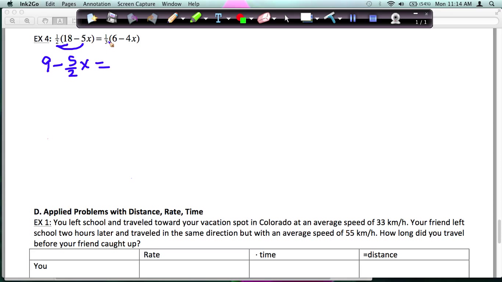So now I'm going to distribute the 1/3. Same thing, don't think about what you're going to need to do next, just do this step. So 1/3 times 6 is 2. 1/3 times -4 is -4/3 x.